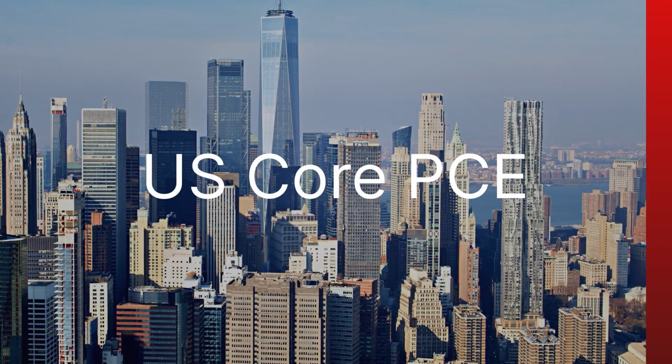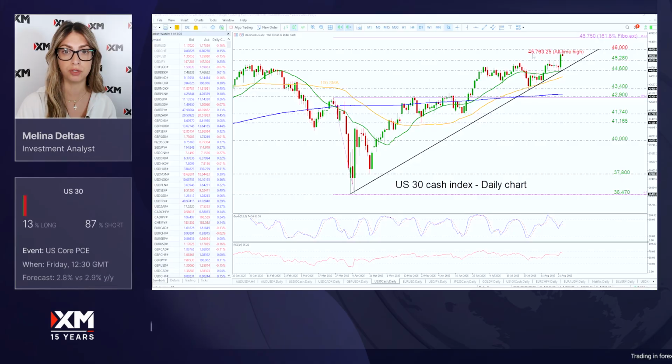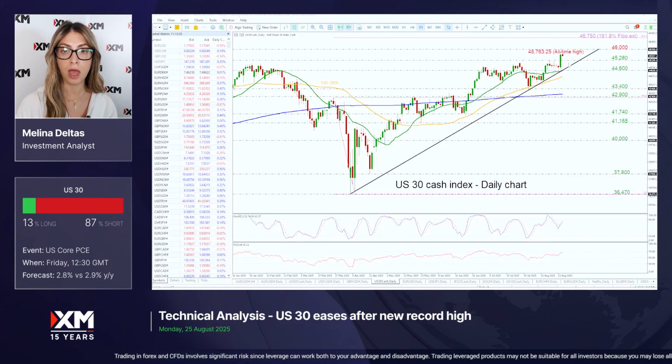So starting from US 30, we can see that after the new all-time high around the 45,763.25, the market is retreating somewhat with the potential to have a downside correction and maybe meeting the first support around the 45,280. A break of this zone, it may challenge again this uptrend line here and even lower the support at 44,600, which overlaps with the 20-day SMA.